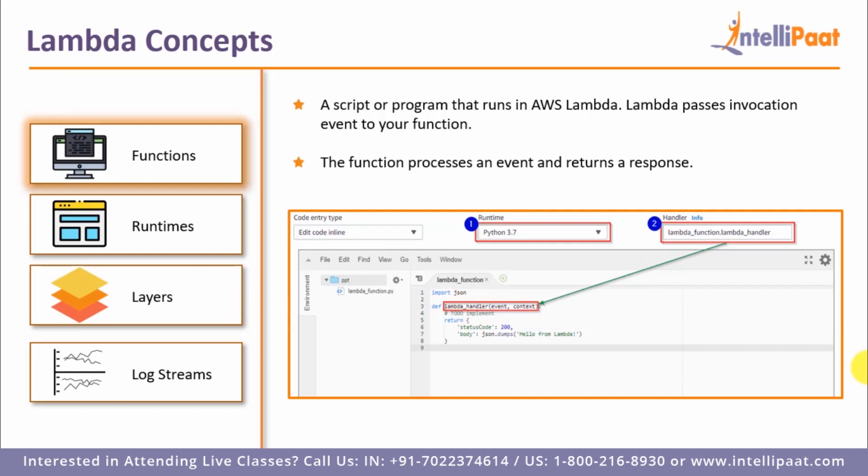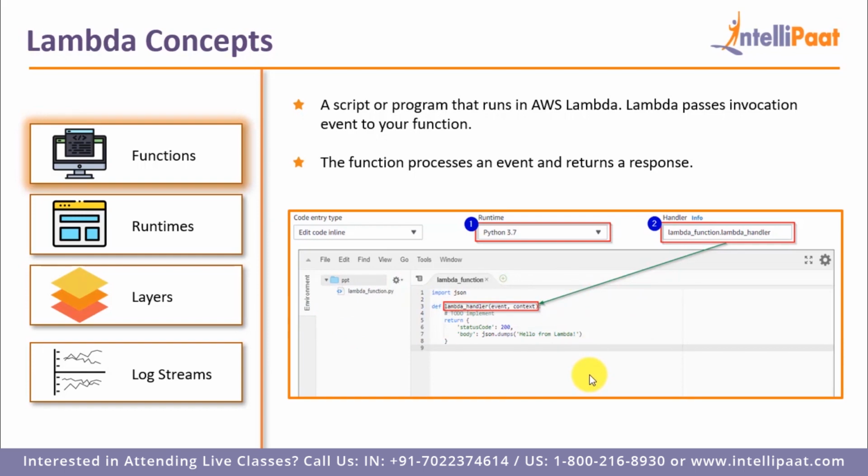So what is a function? A function is a script or a program that runs in AWS Lambda. Whenever the Lambda is invoked, this function runs. You can see here, this is the function name, and here you write the code. The function processes the event and returns a response.